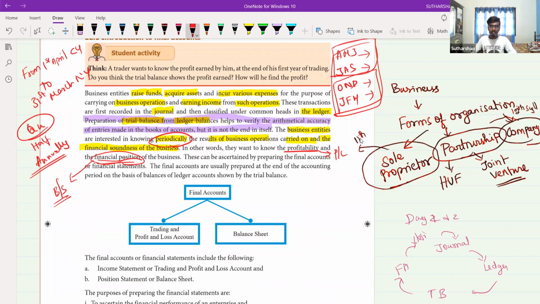Next. How can this be found out? It can be found out by preparing final accounts, or we can call it financial statements. How are these final accounts usually prepared? They are usually prepared at the end of the accounting period, on the basis of ledger accounts shown by the trial balance. On the basis of the trial balance, we prepare financial statements. We have 2 final accounts: one is the trading and profit and loss account, and one is the balance sheet. The trading and profit and loss account is also called the income statement.